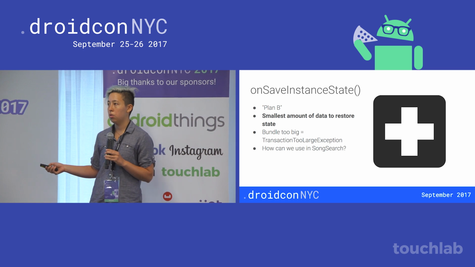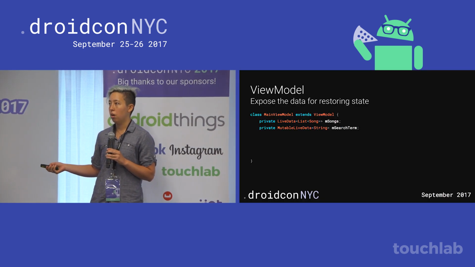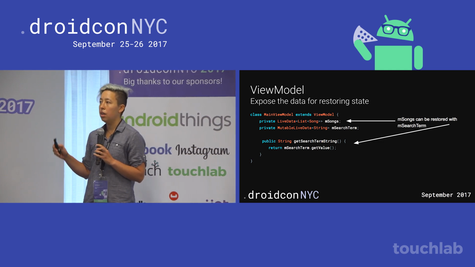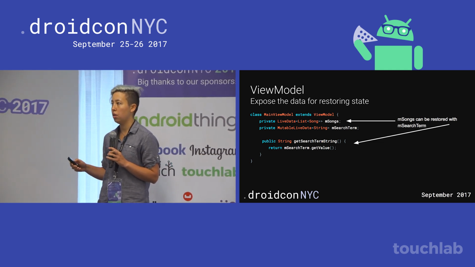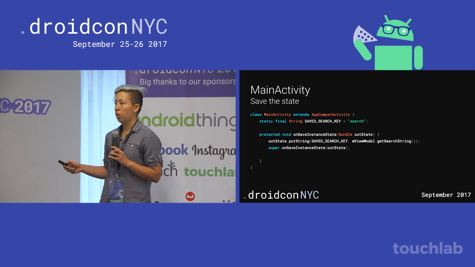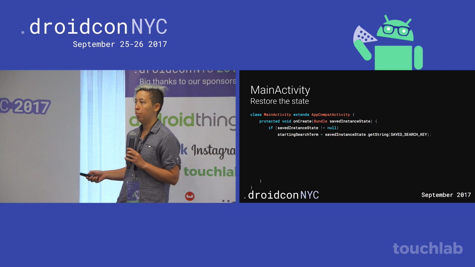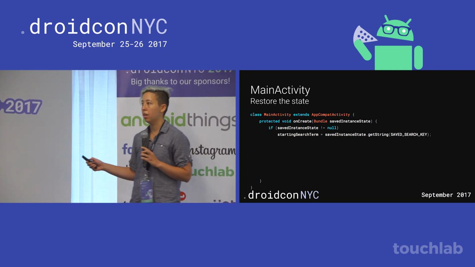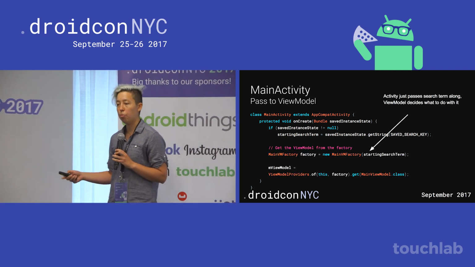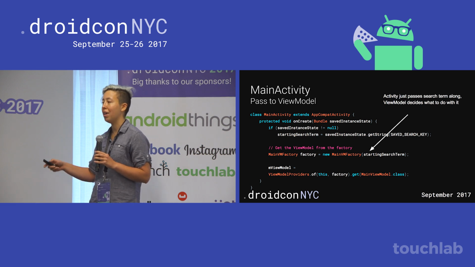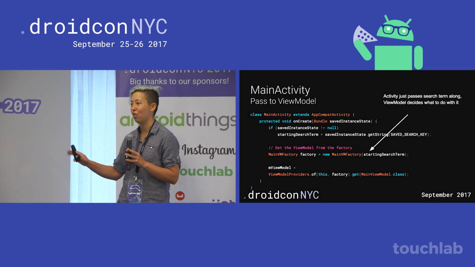So what would this look like in song search? Here is our ViewModel. The smallest amount of data that we would need to restore UI state is the search term. So we would expose that search term, and we'd save it in the saved instance state bundle. Then in onCreate, we'd get that search term back. We'd probably want a ViewModel factory in this case, so that when we are reconnecting to the ViewModel, we could pass in the search term. Well, we pass in the search term regardless.